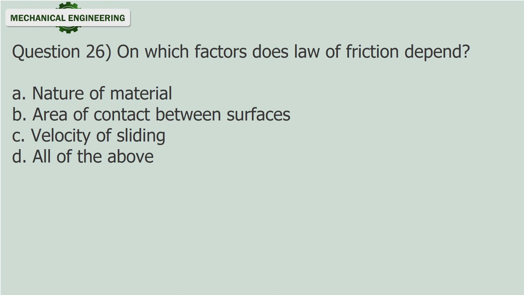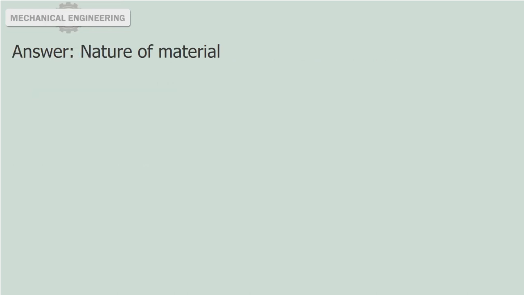Question 26. On which factors does the law of friction depend? A. Nature of material. B. Area of contact between surfaces. C. Velocity of sliding. D. All of the above. Answer: nature of material.